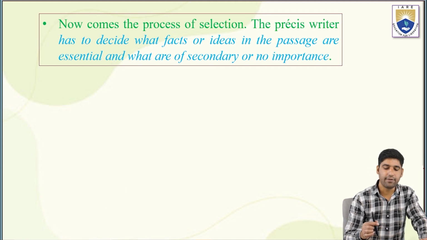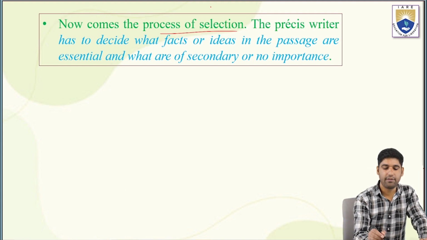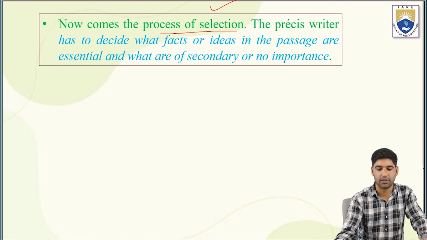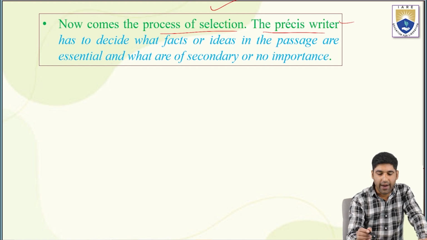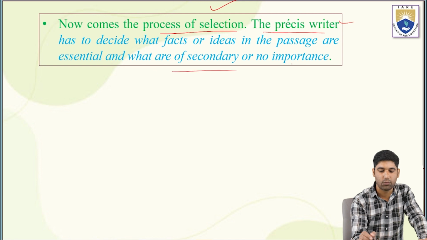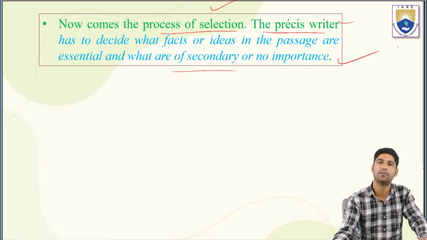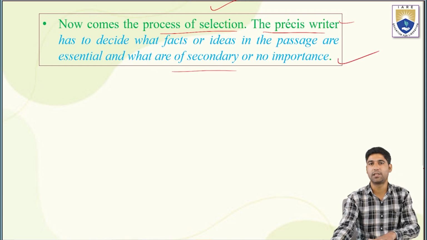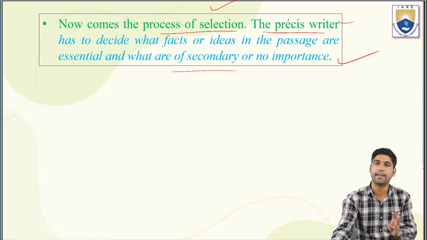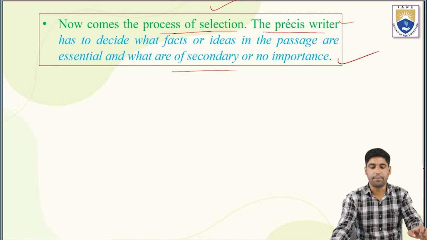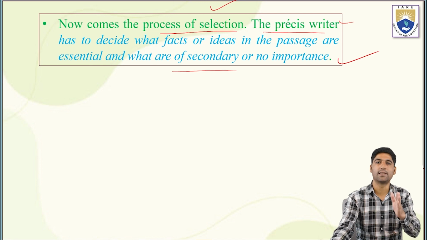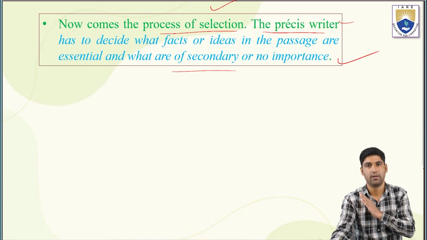Then when we go through this process of reading, we will reach the process of selection. In the process of selection, the Precis writer decides what facts or ideas in the passage are essential and what are secondary or of no importance. So when we read it carefully once, twice, thrice, sentence by sentence, and understand it, we become able to condense the passage and find out what is essential and what's not essential. This is reading.